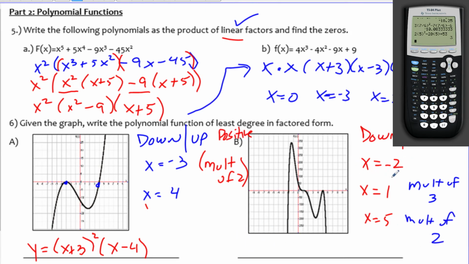Okay, so now I'm going to put my factors together. Again, x equals negative 2 means that I had a factor of x plus 2. X equals 1 means I had a factor of x minus 1, and x equals 5 means an x minus 5. And now I need to add in my exponents. A multiplicity of 3 means that this one will be cubed, and a multiplicity of 2 means this one will be squared. And because my end behavior was down, down, this indicates negative end behavior.